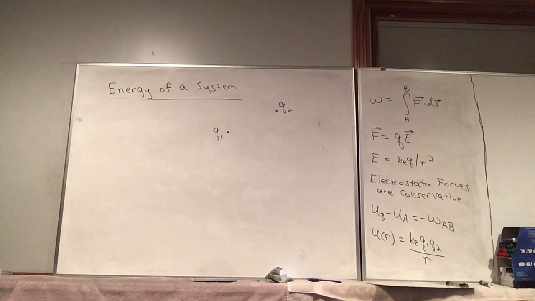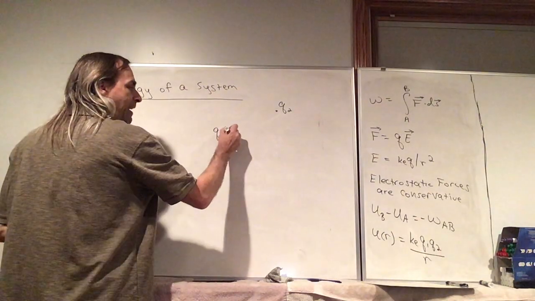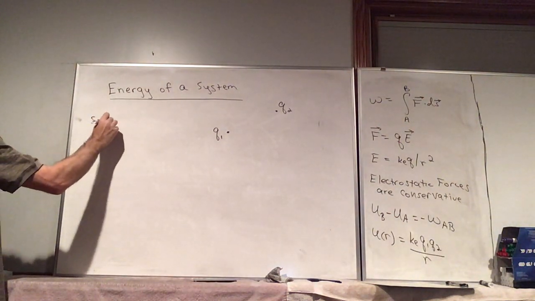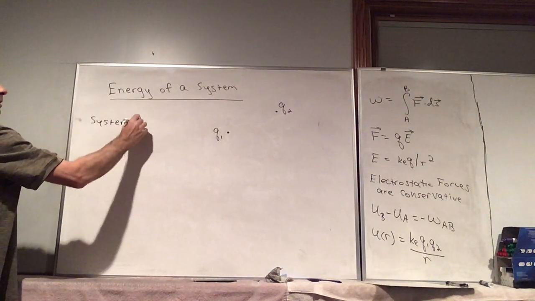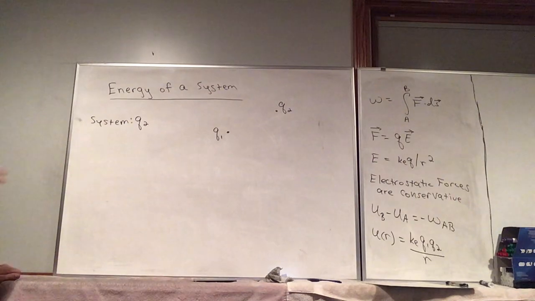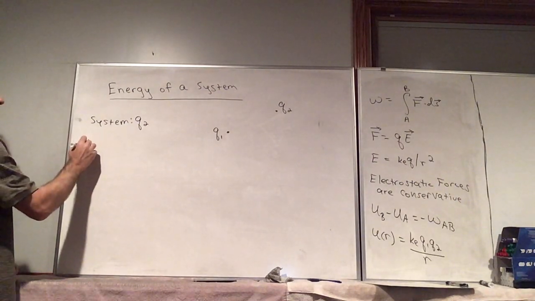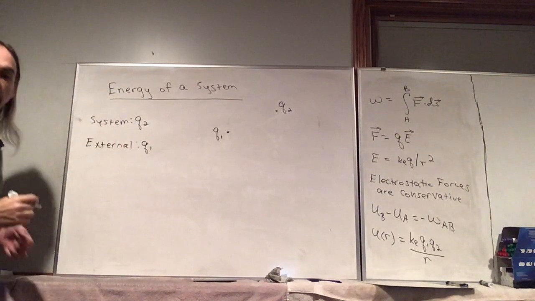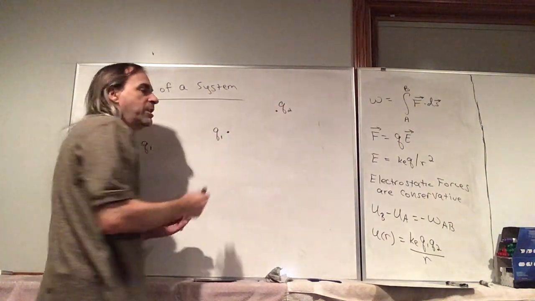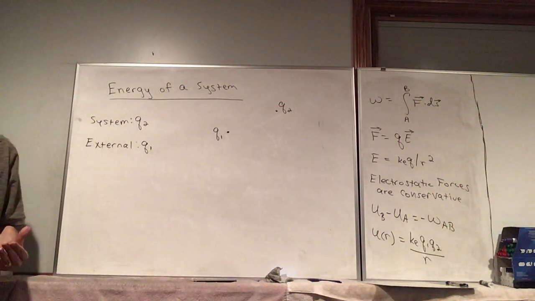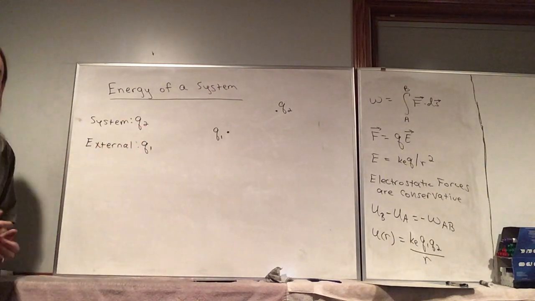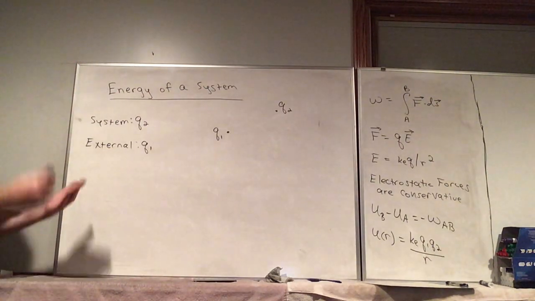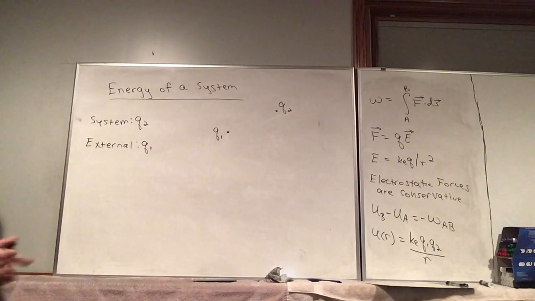And so there's kind of different ways we can define our system. In that case, what we did, it would make sense to say our system was Q2. So that's our system, and Q1 is external. So we had our system, which was being acted on by an external force. And so this object, Q2, had a potential energy that depended on where it was relative to the source of that force acting on it.